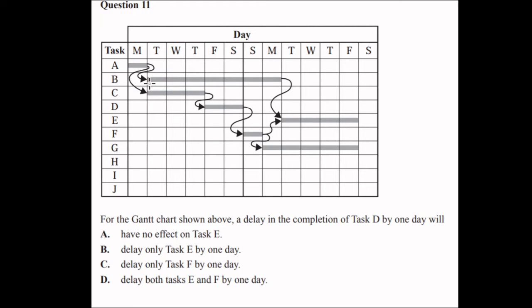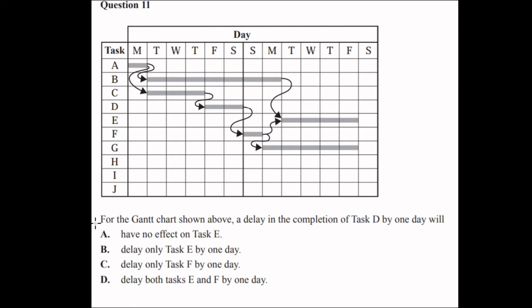These black arrows here indicate our dependencies for our project. So for example, task B and task C are dependent on task A, which means that task B and task C cannot start until task A has been completed.